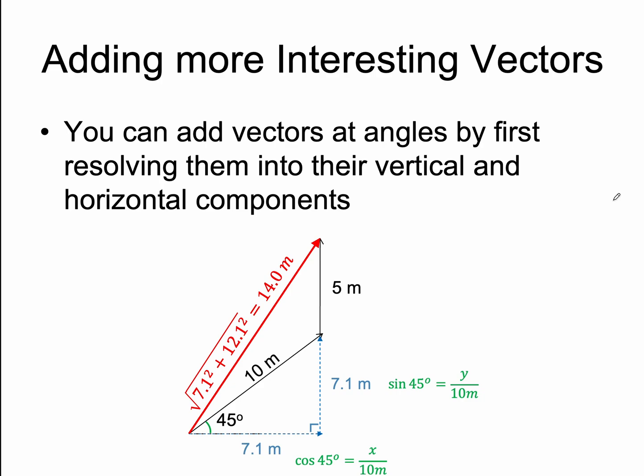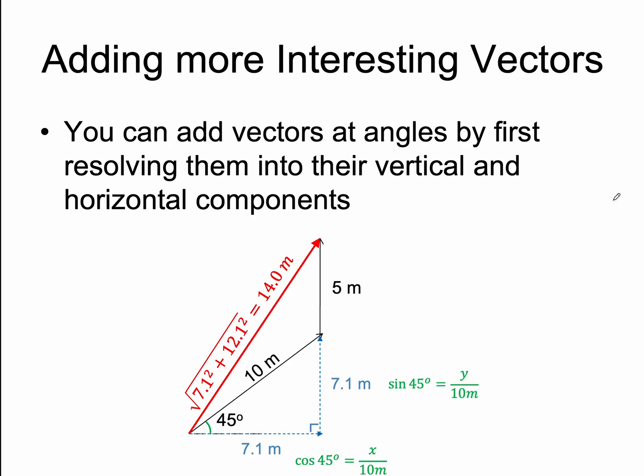Horizontally, I end up 7.1 meters east of where I started, and vertically, I end up 12.1 meters north of where I started, 7.1 plus the 5. If you do Pythagorean theorem, my resultant is almost exactly 14 meters.